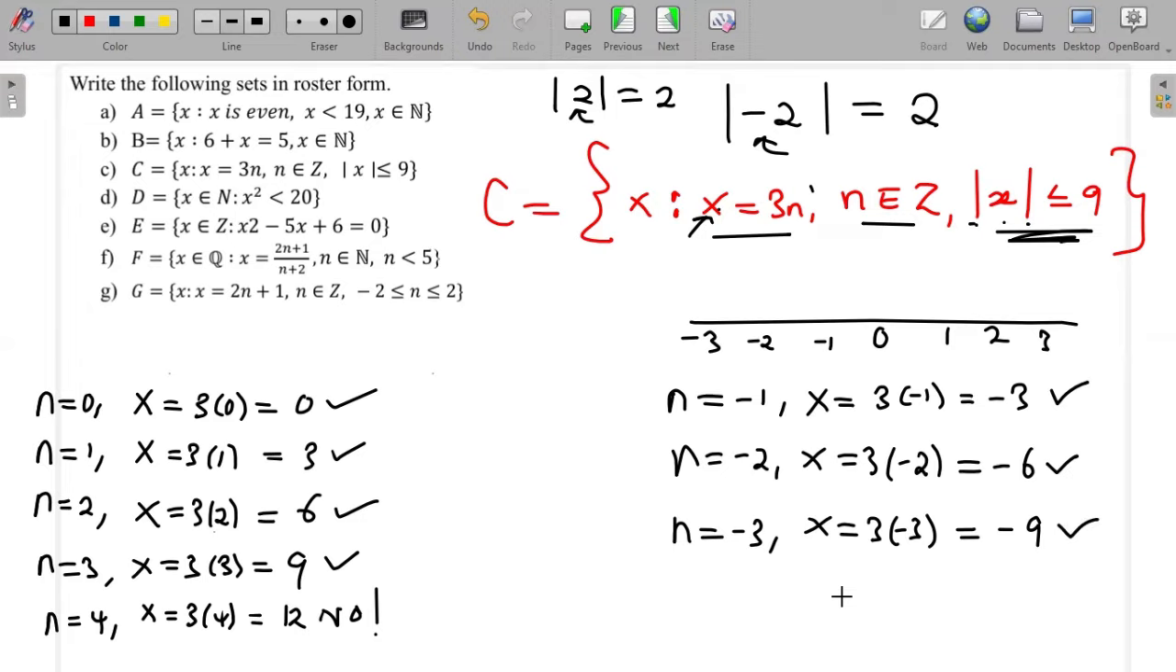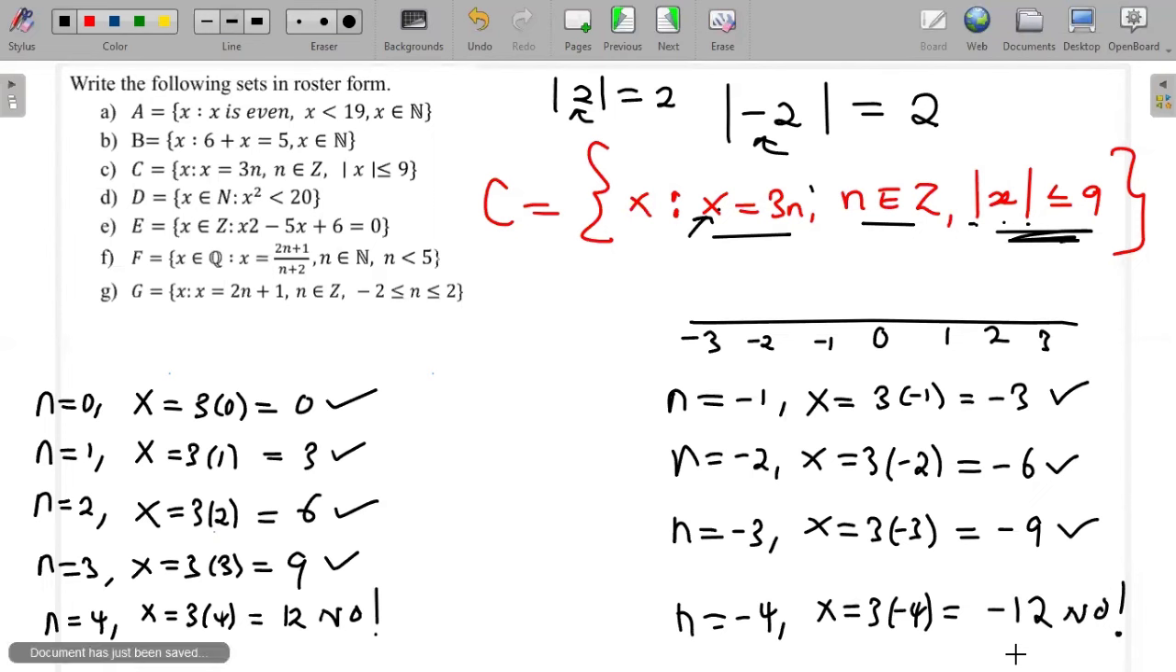Okay, what about if I move a step again to the left, I say n is equal to minus 4. x will be equal to 3 multiplied by minus 4, and this will just be minus 12. So now, is the modulus of minus 12 less than or equal to 9? The answer is no.